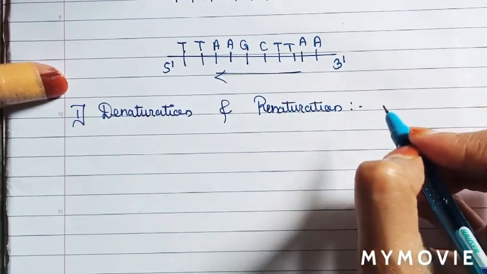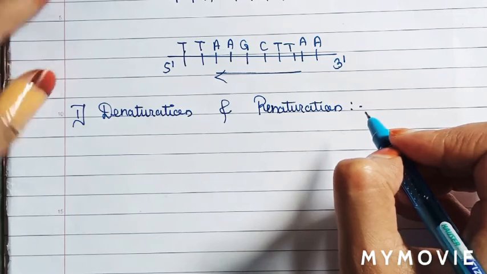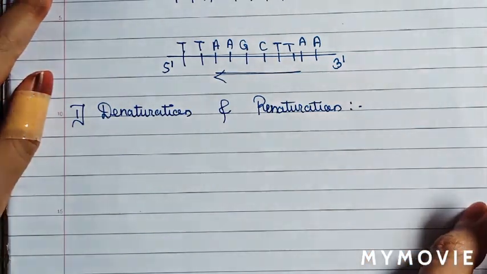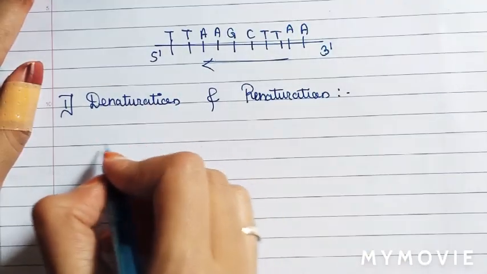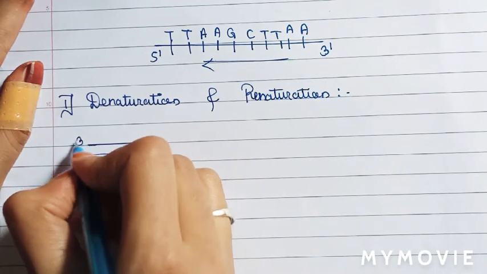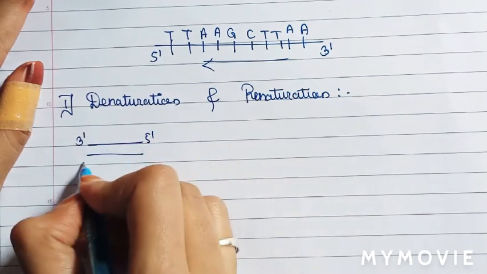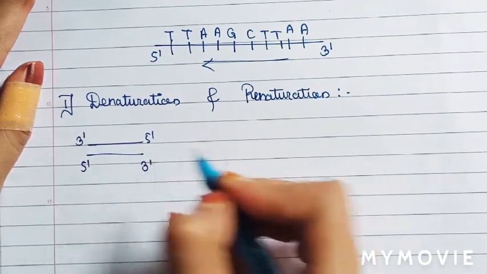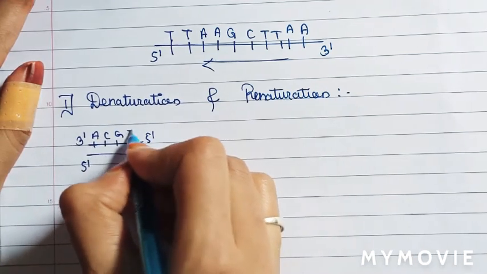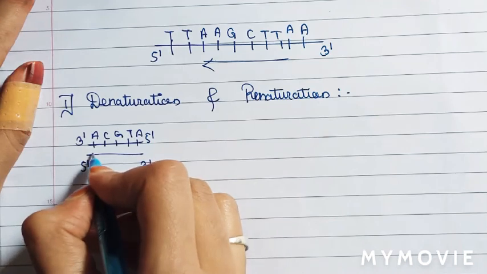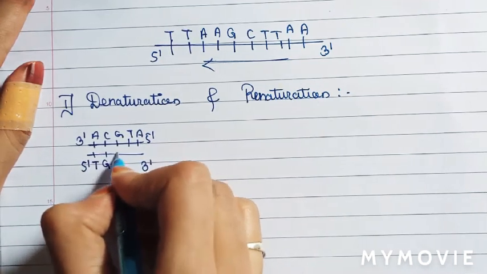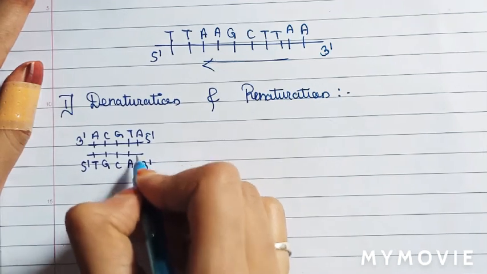These were the two important terms we have seen in the PCR technique, that is, the polymerase chain reaction technique. Let us see one DNA strand. Here you can see 3' to 5' on one end and 5' to 3' on the other strand. A, C, G, T, A. Here you can see the complementary strand to it: T, G, C, A, T.